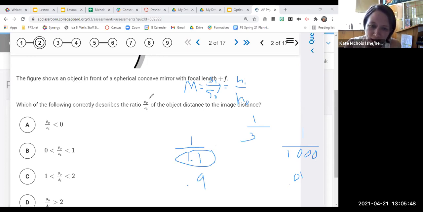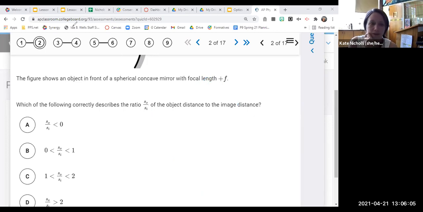So the tricky thing is that they didn't ask for M. They asked for the reciprocal of M. Oh, okay. Yeah, because M is SI over SO, and they asked for S over SI. Okay, I think I got it.